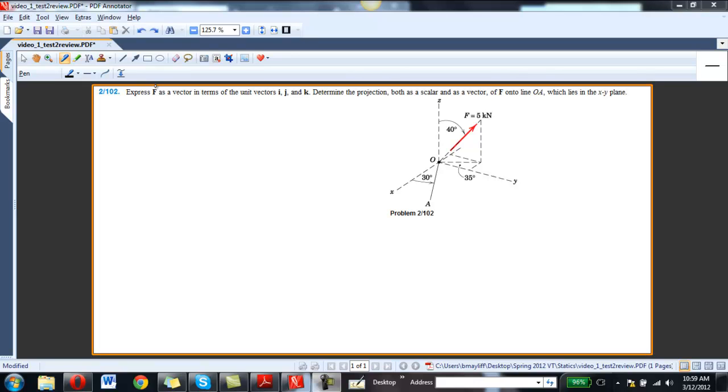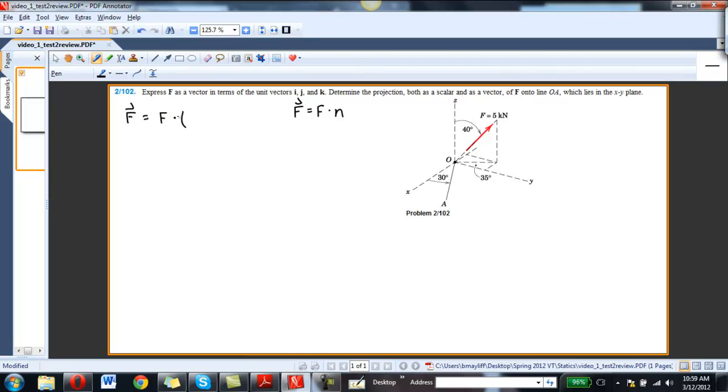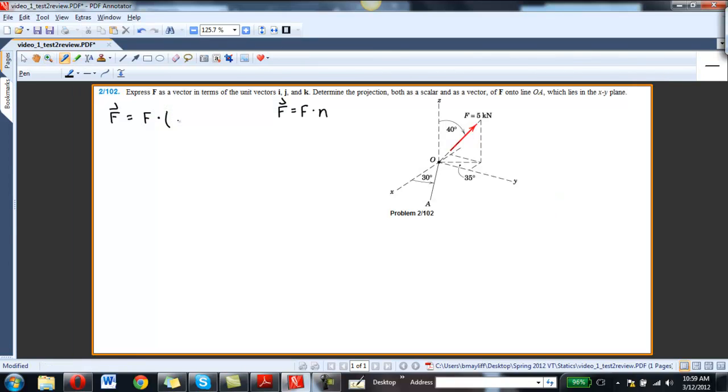So, we need to find F as a vector, so we'll start off by doing that first. And they give us these values here, the angles. So we'll just say F is equal to F times n, which is the unit vector. So this is essentially F is equal to F dot n. There we go. Sorry about that. It's the finicky touchscreen laptop.